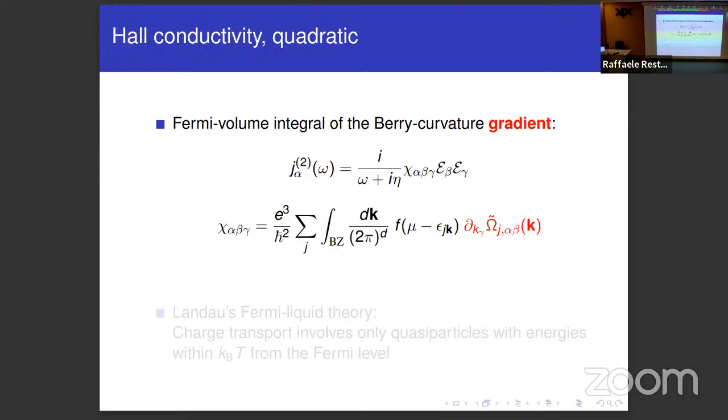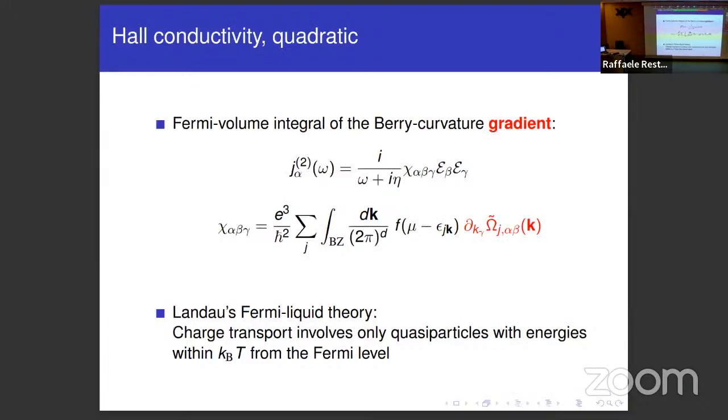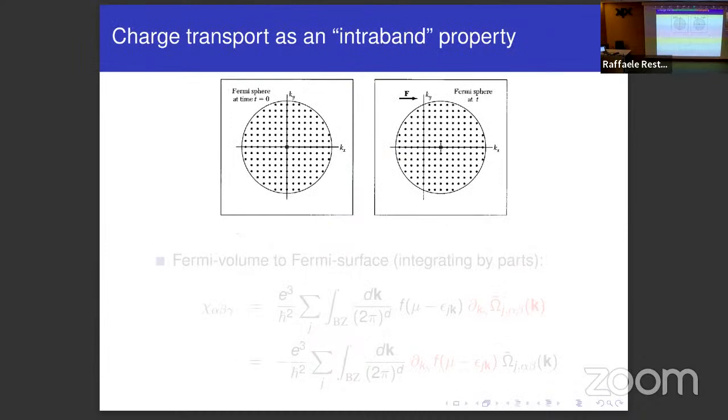And again, since Landau Fermi liquid theory dictates that the charge transport has to do with particles with energy within kT from the Fermi level, you can integrate by parts and you have a Fermi surface formula. I almost finished. This picture taken from Kittel shows that the total current is zero because the velocities of the electrons within the Fermi sphere compensate all. Now, if I had a current, all of the velocities are displaced to the right. So this is a Fermi volume effect, if you want. But if I take the difference from the right minus left, of course, all of the action is on the Fermi surface. And this is what happens here.